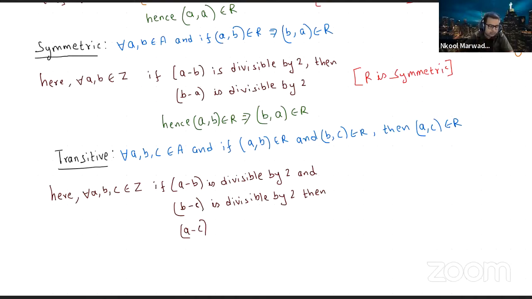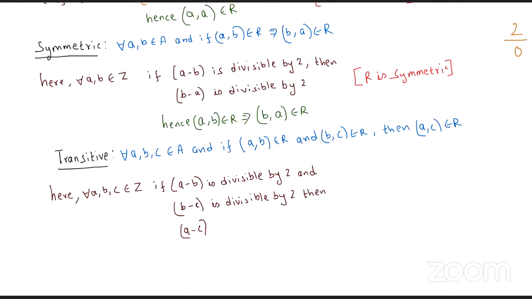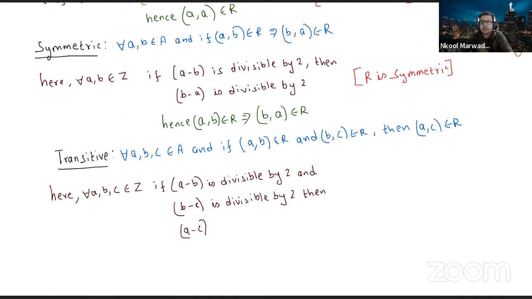Just 2 minutes. Now see, the idea is that if a minus b is divisible by 2, and b minus c is also divisible by 2, then a minus c is also divisible by 2. We will prove that. If a minus b is divisible by 2, it means a minus b is an even number. Even number means 2L, 2 into some constant. And b minus c is also an even number, I can write it as 2M.